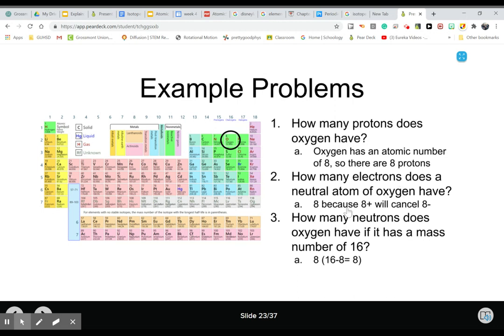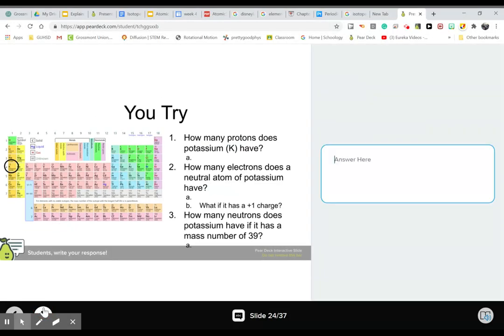And then how many neutrons does oxygen have if it has a mass number of 16? So the mass number of 16 is something that I will give you in these practice problems, or I would give you protons and neutrons, and then you would have to find the mass number. So remember, mass number is protons plus neutrons. So I take my mass number minus my number of protons, and that gives me 8 neutrons. So go ahead and you try this.